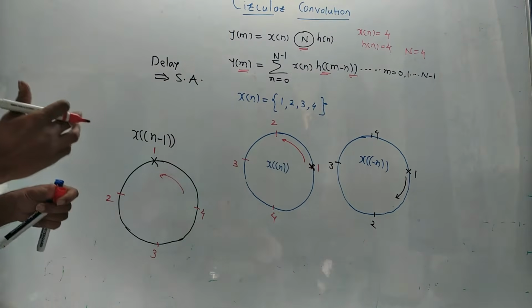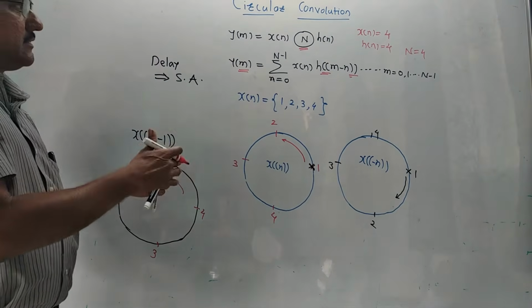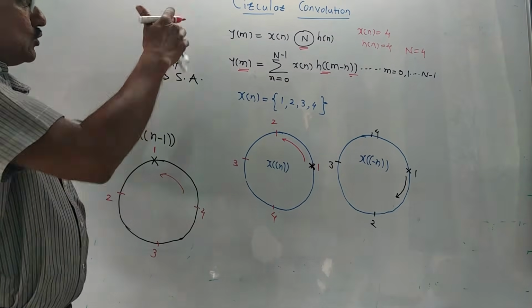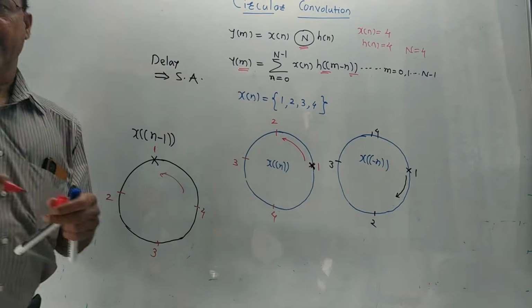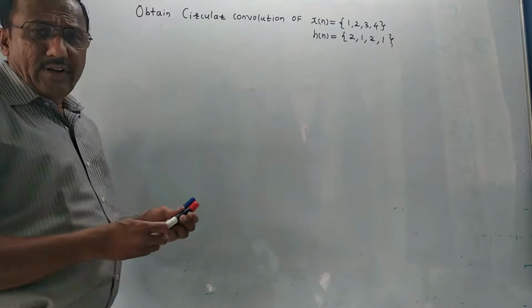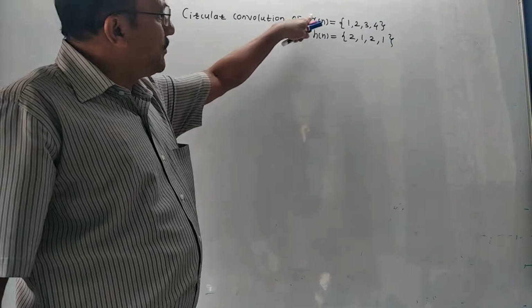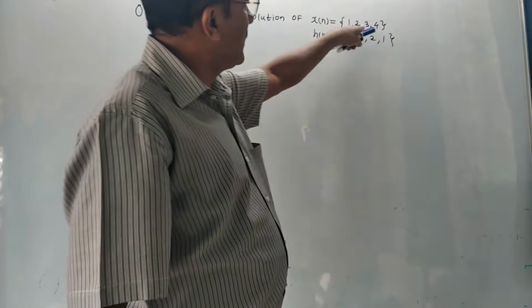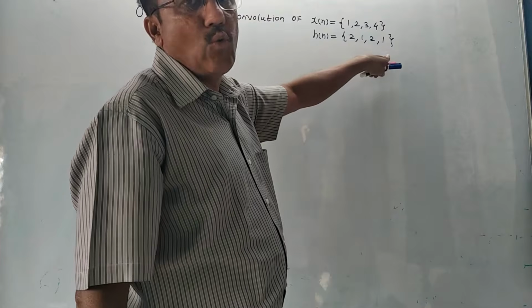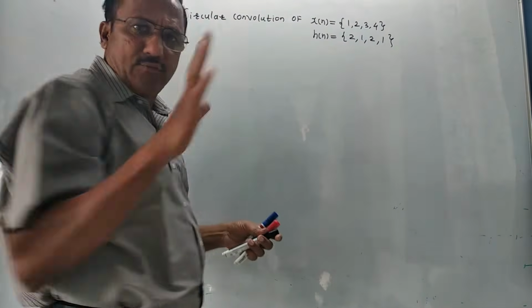Now let us solve the numerical so that you will get the idea how to make use of this mathematical equation. We'll solve one numerical. The question is, obtain circular convolution of two sequences given. X of n is 1, 2, 3, 4. H of n is 2, 1, 2, 1. By default, the arrow will be at the first position.